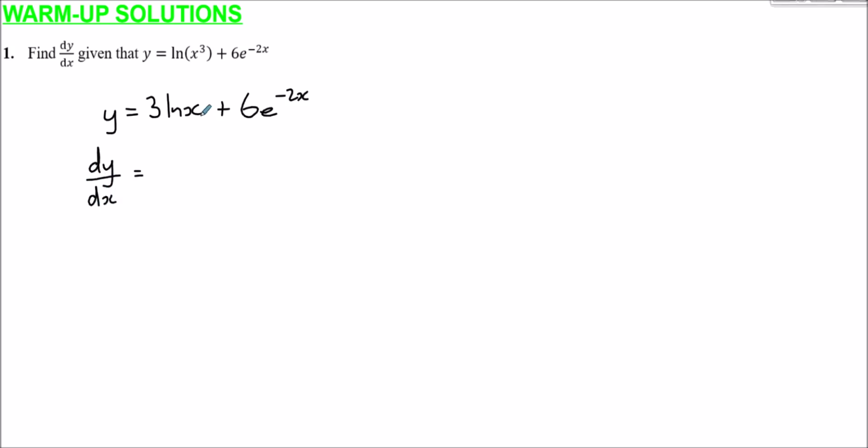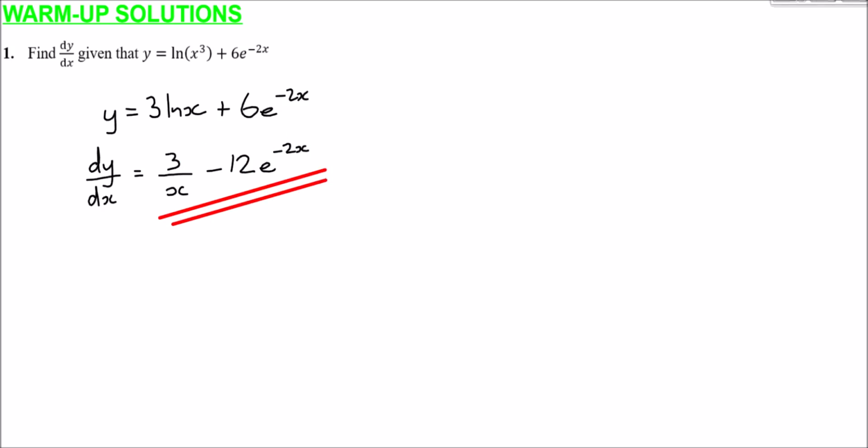The natural log of x differentiates to 1 over x, so this becomes 3 times 1 over x, which is 3 over x, and this constant here in the power of e drops to the front, so we have 6 multiplied by the minus 2, which gives us minus 12, and then we have e to the minus 2x because the power stays as it is. And so that's what we get when we differentiate it. So that's question 1 done.